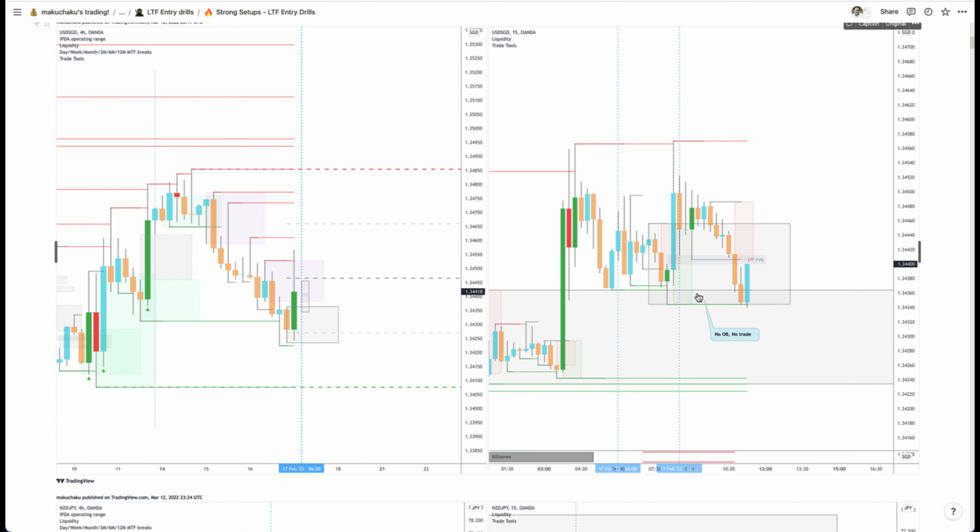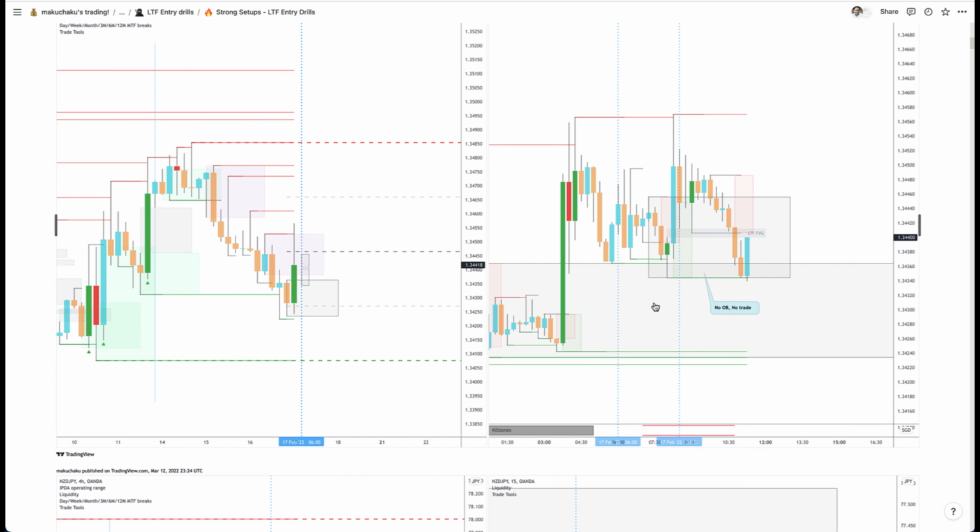This was a weak setup, I would say. Only this big blue candle created the breakup structure. It was a good energetic candle, but the next candle came and mitigated most of it, and it also mitigated this order block. So you can see there was only one fair value gap. This is a weak setup, no trade, and you can eventually see what happened.